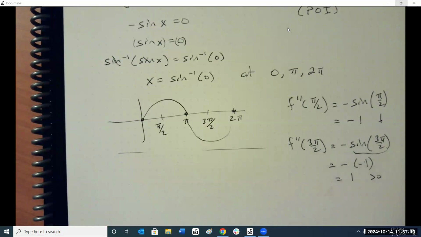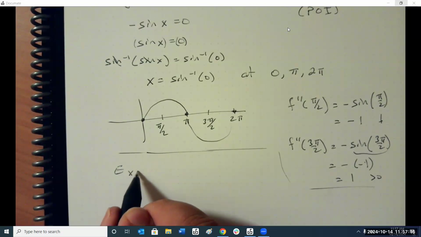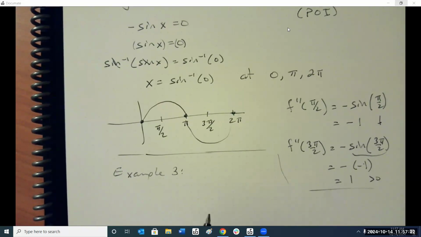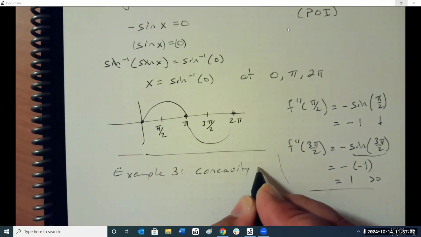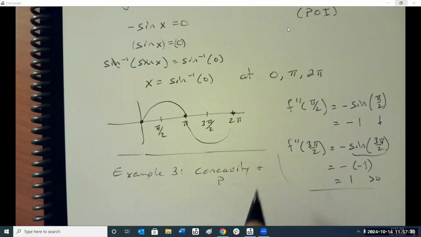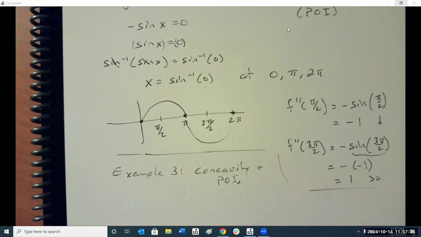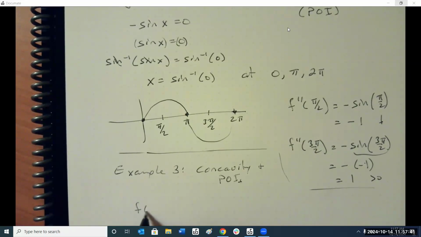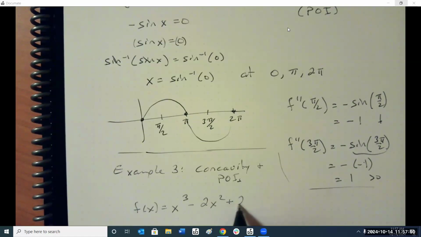Let's look at example 3. Determine concavity and points of inflection. There you may have more. So f of x equals x cubed minus 2x squared plus 2.